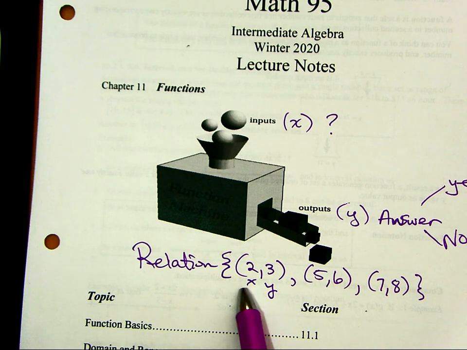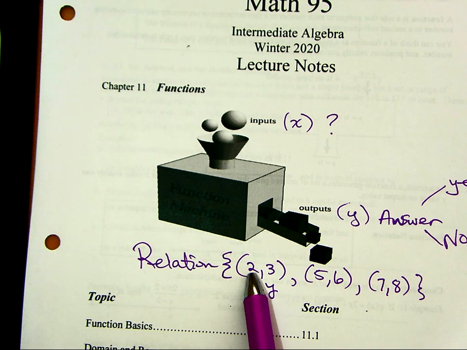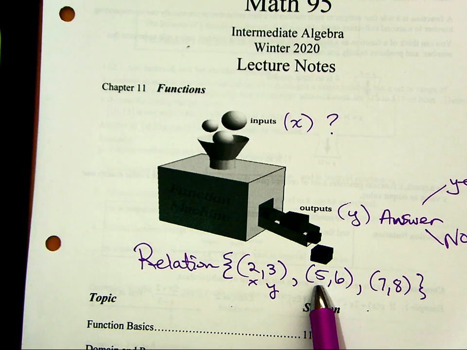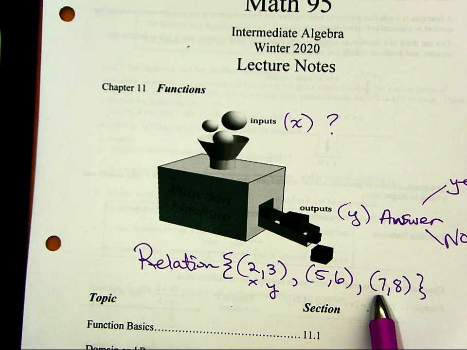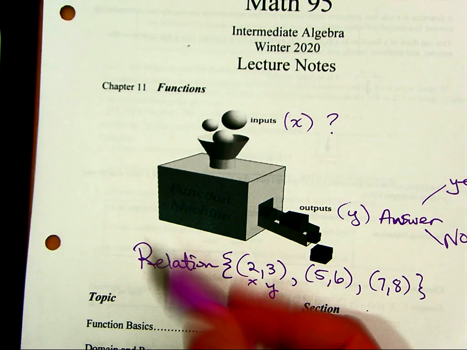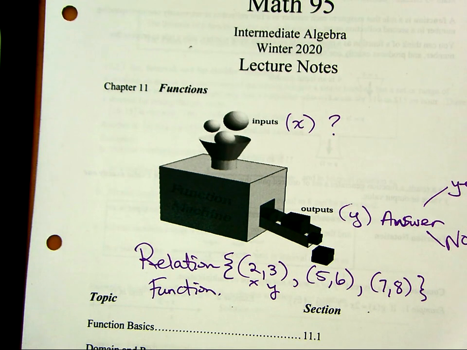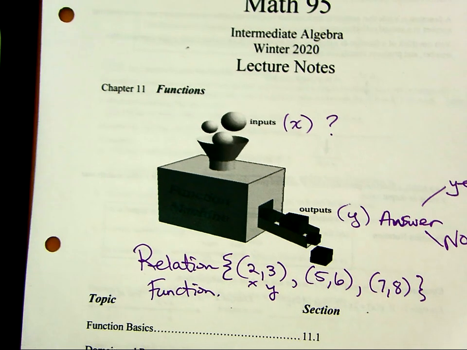If we look at this relationship, if I say 2 is the question because that's my X, 3 was the answer. 5 was the question, 6 was the answer. 7 was the question, 8 was the answer. Notice that I'm not getting different answers for the same question. So that makes this relation a function. Okay, so that's just a little tiny bit about functions, but we're going to get into it more deeply. Some few real life examples.